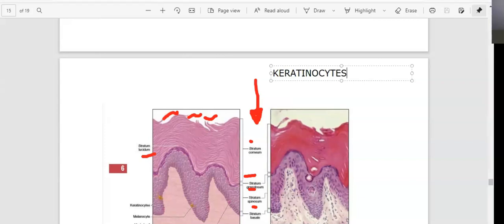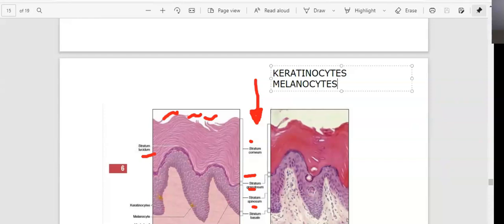Is this just the only cell that we have in there? No, we're going to have, for example, melanocytes. Melanocytes are going to give the skin color that we all have. But not only that, even more important than that, it's going to protect the cells that we have in our skin against the UV rays.